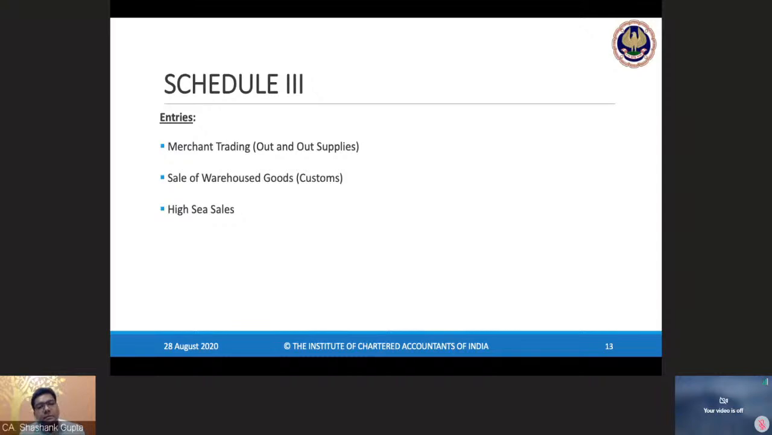So this, friends, completes some specific clarifications which were issued and which are a part of your course. We are now moving ahead to discuss certain additions which were made to Schedule 3. And what is Schedule 3? Schedule 3 is those transactions which are neither supply of goods nor supply of services, or you can say the negative list of GST.